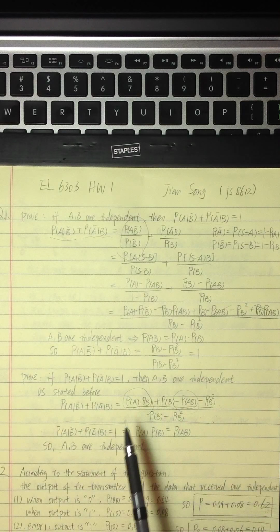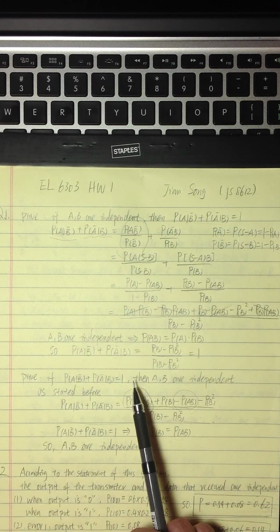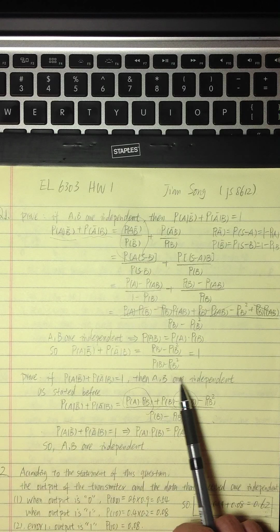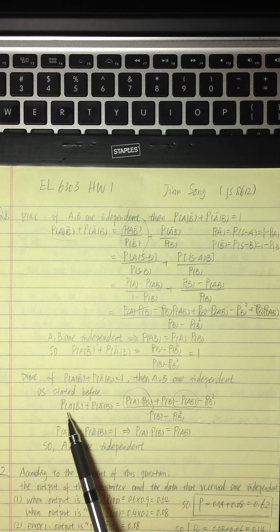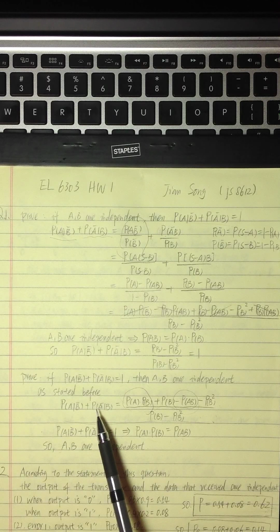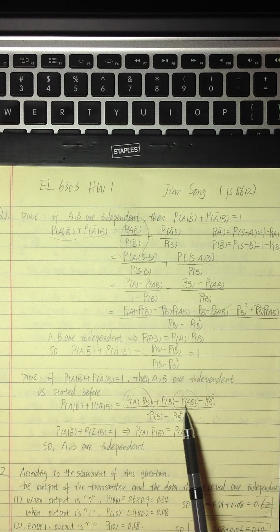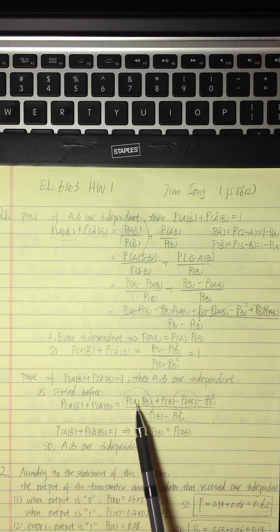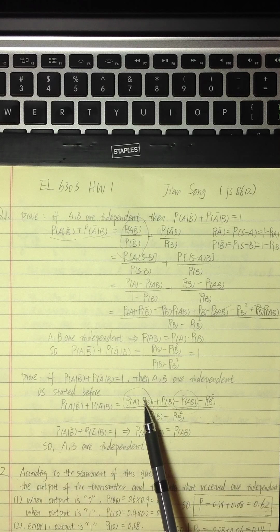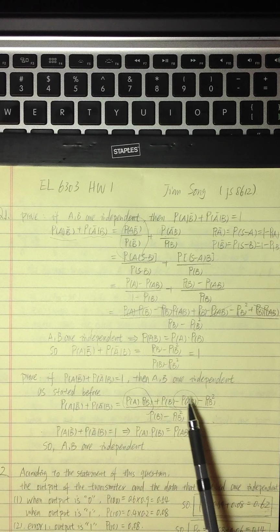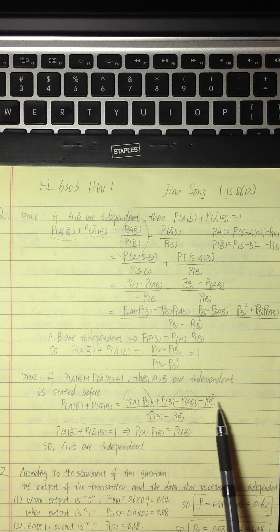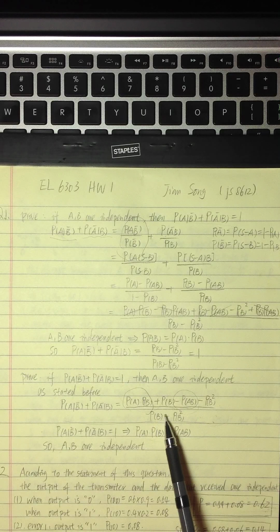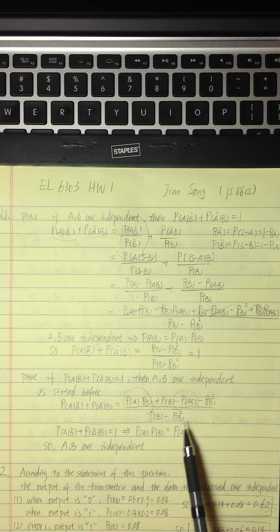And second, if this equation is true, we have to prove that A and B are independent. As stated before, the combination of these two conditional probabilities can be written into this form. In the numerator, probability A times probability B plus probability B minus probability A times B minus probability B to the power 2, and the denominator will be probability B minus probability B to the power 2.